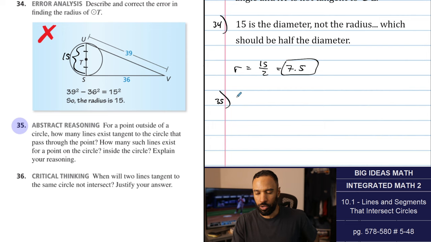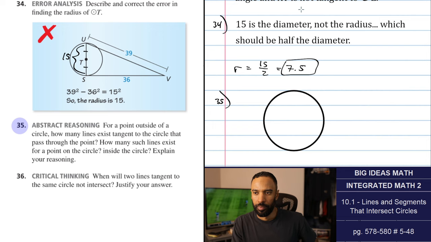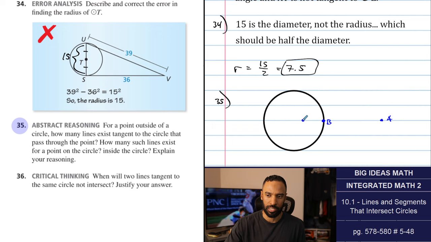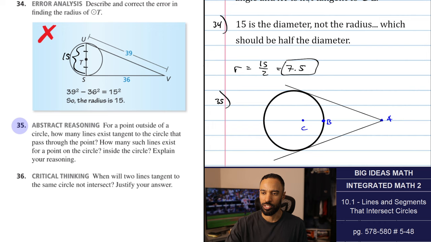So let's draw a circle. Boom. Let's place a point. Let's do these in like 3 different parts. There's a part A with point A, a part B with point B on the circle, and a part C with point C inside the circle right here. So part A, we can have 2 tangent lines. So we can have a tangent line here, boom, and a tangent line here, boom. So as far as part A goes, 2.